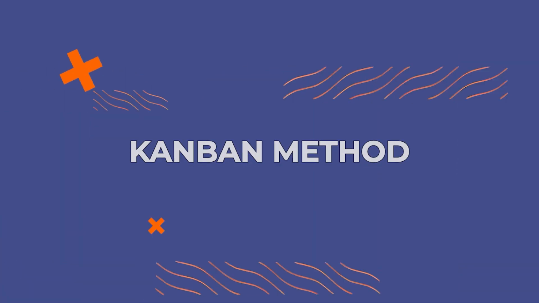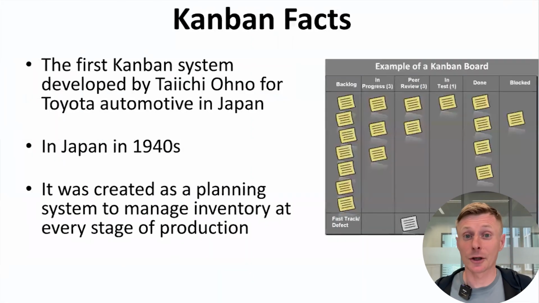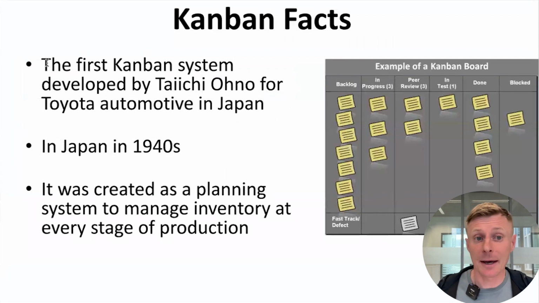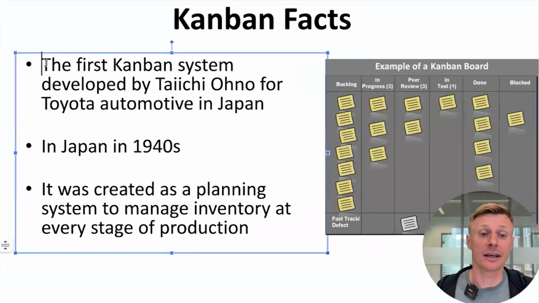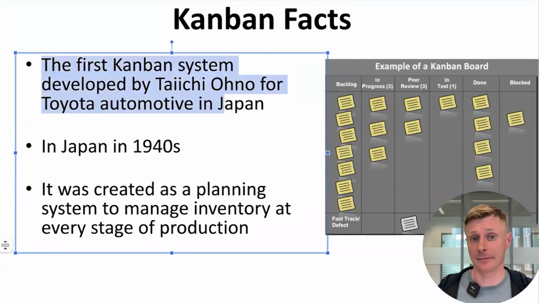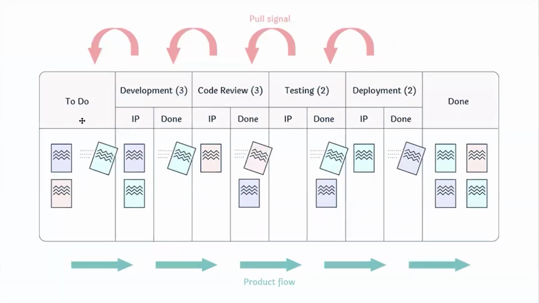Kanban method. Another very popular implementation of the Agile methodology is the Kanban method. Kanban differs from Scrum in several key ways. Firstly, there are no 2-week sprints in Kanban. Instead, Kanban is a continuous system that uses a Kanban board.